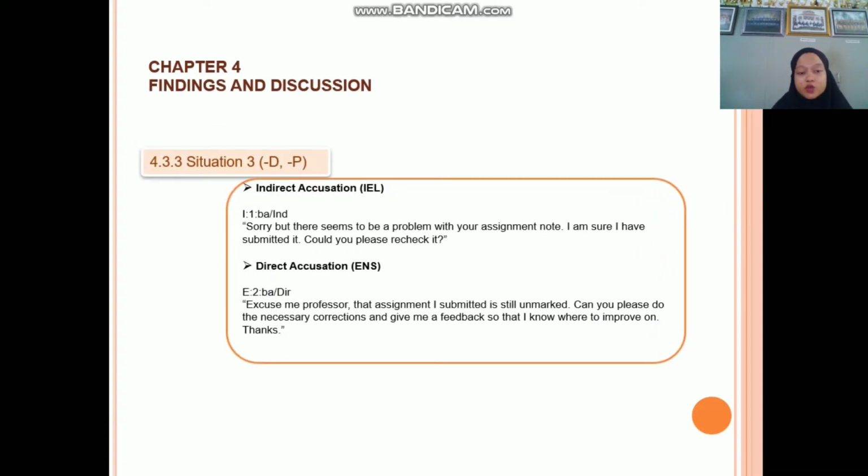In the third situation, it shows indirect accusation by an Indonesian English learner. The indirect strategy of complaint is usually accompanied by belief, and the form of belief is, "Sorry, but there seems to be a problem with your assignment." The strategy of indirect complaint is done to prevent FTA because listeners have higher status or power. This is countered again by the next utterance, "Could you please check it?"